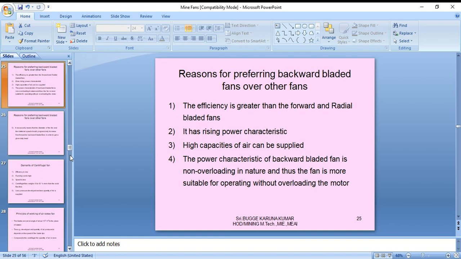The efficiency is greater than forward and radial bladed fans. It has rising power characteristics. High capacity of air can be supplied. The power characteristic of a backward bladed fan is non-overloading in nature, and thus the fan is more suitable for operating without overloading the motor.